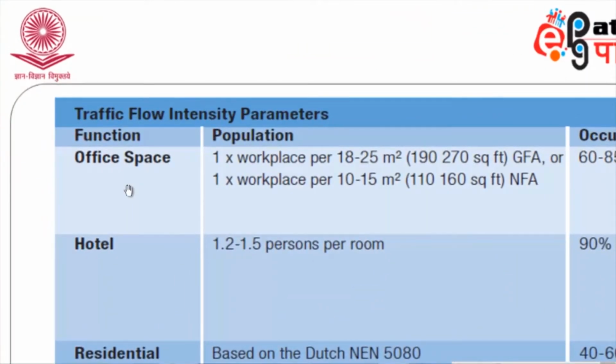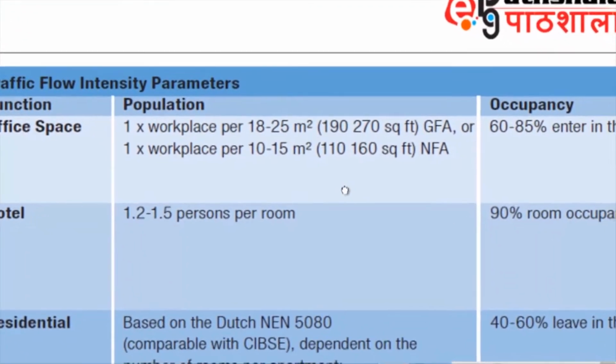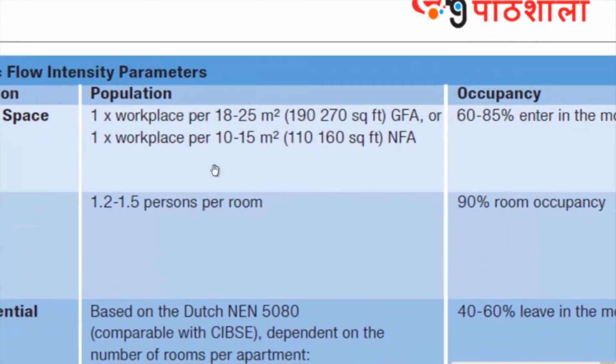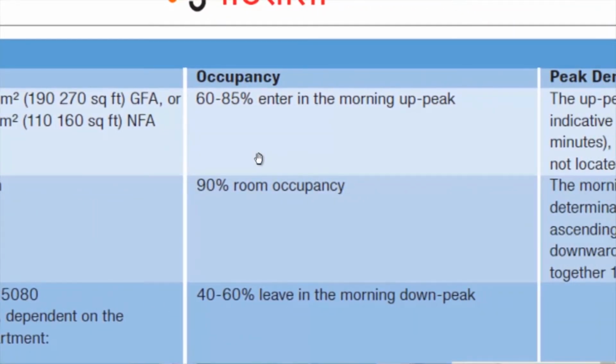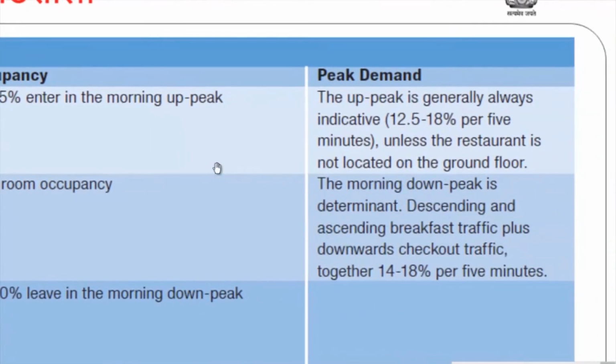For example, if you take the function of office space, the population indicated here is 1 per workplace per 18 to 25 meters square. The occupancy is 60 to 85% enter in the morning up peak. The peak demand states the up peak is generally always indicative 12.5 to 18% per 5 minutes unless the restaurant is not located on the ground floor.